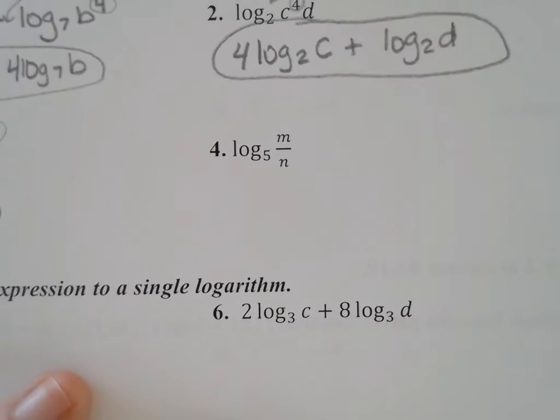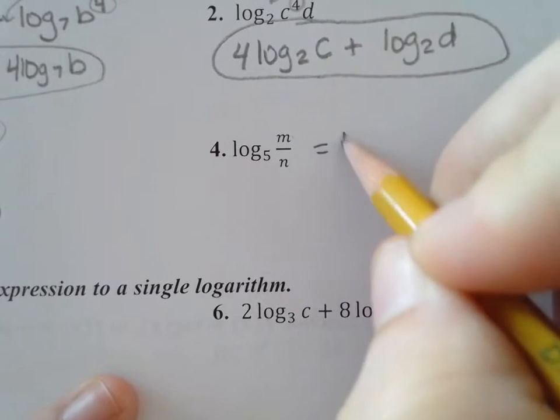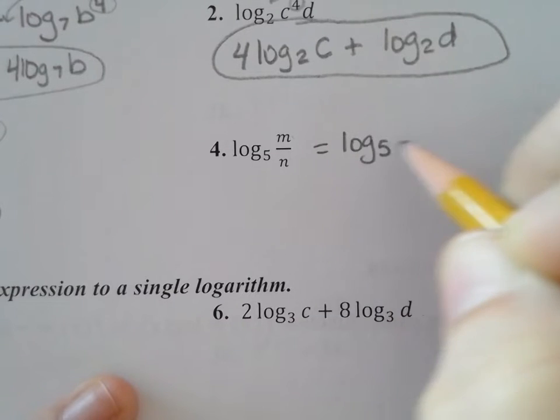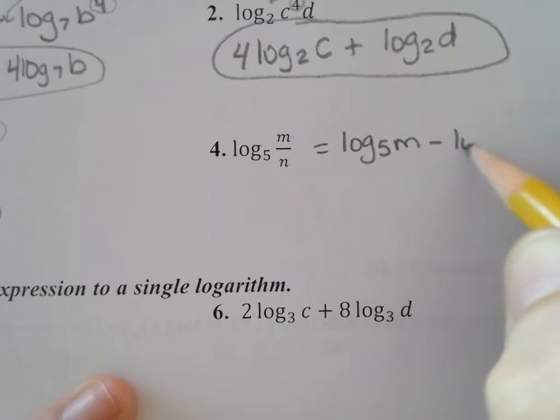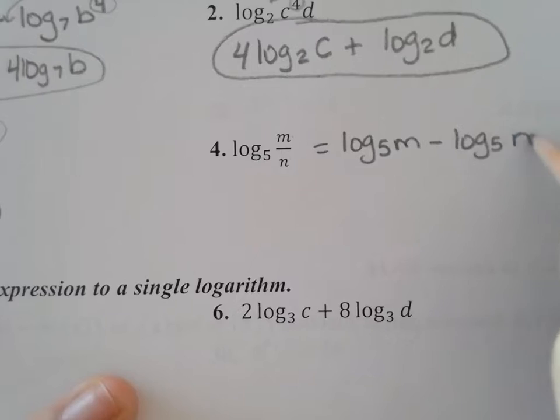Over here, this is the quotient rule. So since we're dividing, this is simply equal to log base 5 of m minus log base 5 of n.